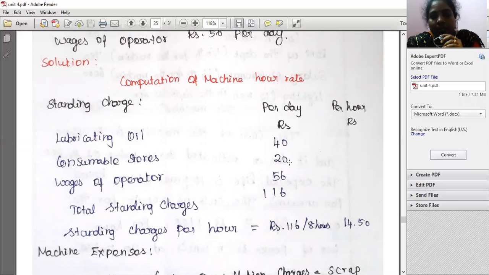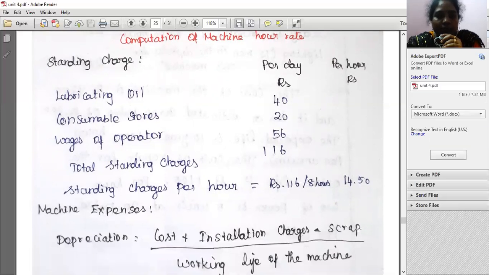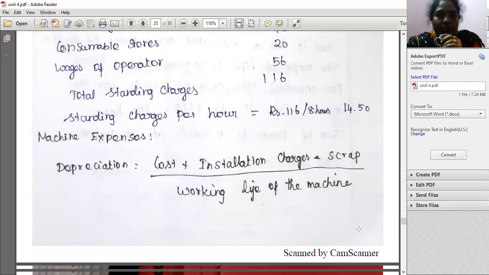It is a day value, so it has to be divided into hours. Per day has 8 hours, so we divide the total per day expenses by 8 hours. The hour rate found is 14.50, and then we have to find out the machine expenses.